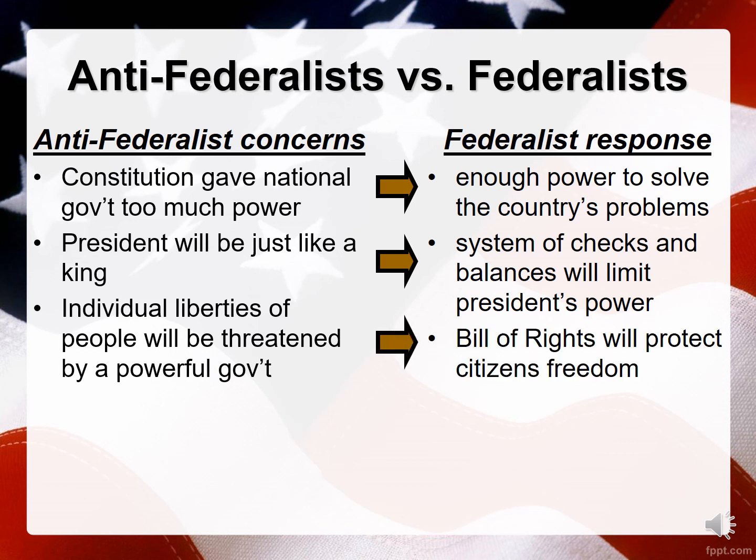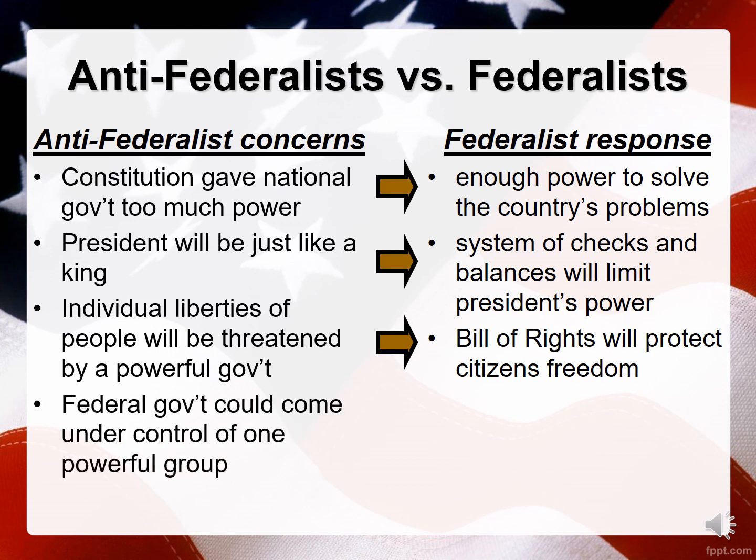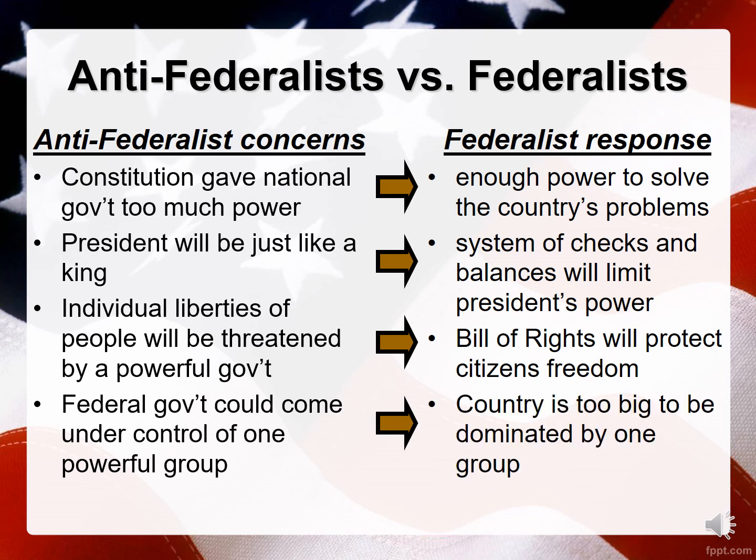And the response of the Federalists, and this was really the one key piece that pushed the ratification through, was that the Federalists said they would add a Bill of Rights to the Constitution that would protect citizens' freedoms and the powers of the state. If you recall, those are the first 10 amendments to the Constitution, and we'll talk about those in upcoming notes and classes. Also, there was the concern that the federal government could come under the control of one powerful group.